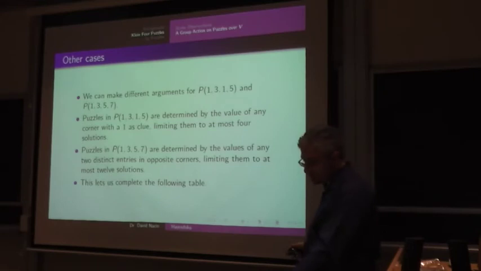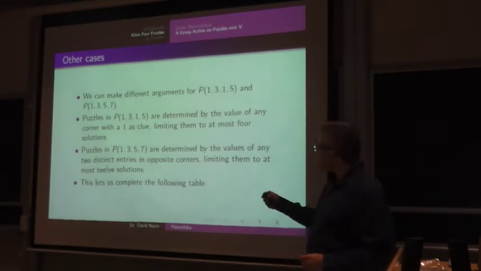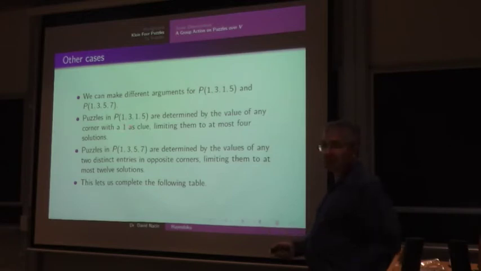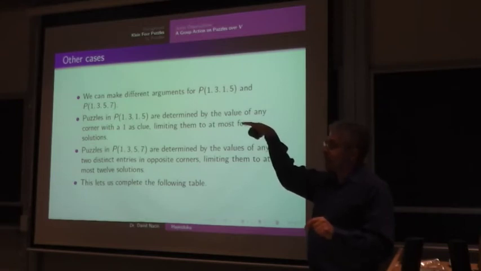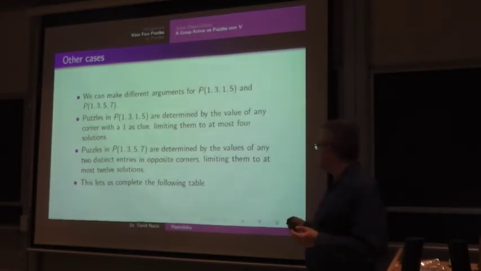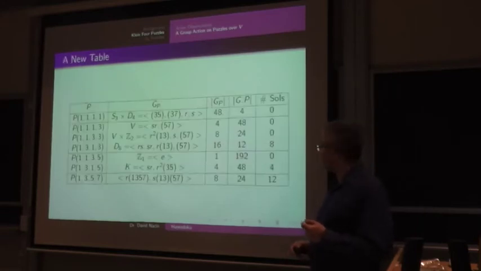Now we have 2 other cases. I'm going to leave them out in the interest of time, but I'll just say something. We can show that puzzles in the 1-3-1-5 orbit are determined by the value of any corner with 1 as a clue. So that gives them 4 solutions at most. And puzzles in the 1-3-5-7 orbit are determined by the values of any 2 opposite corners. And those opposite corners can't be the same, otherwise it can't be completed into a solution. So that limits them to at most 12 solutions, and that completely determines the table right away. So this sums up exactly what happens over the Klein-4 group.